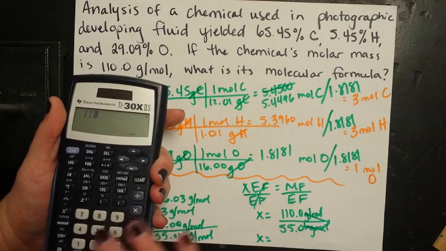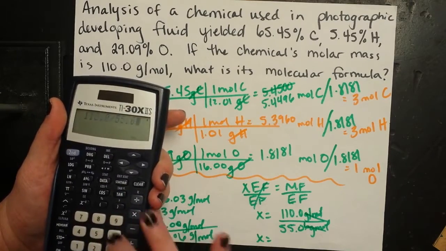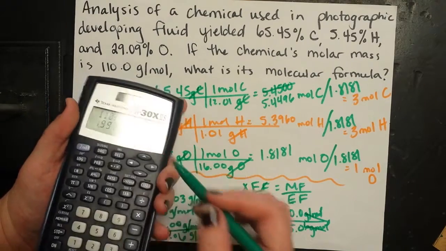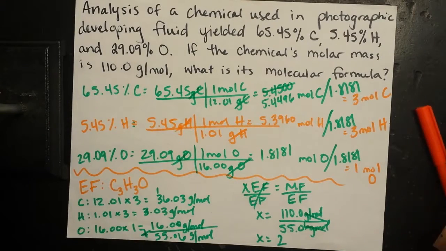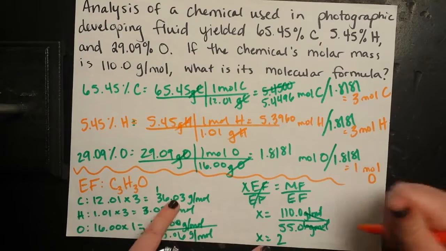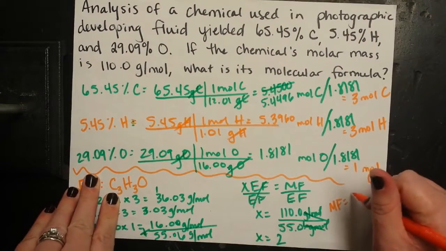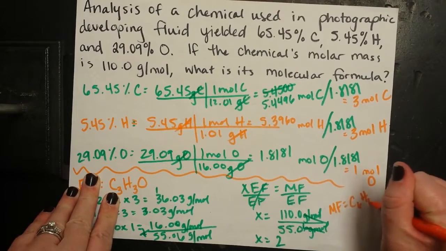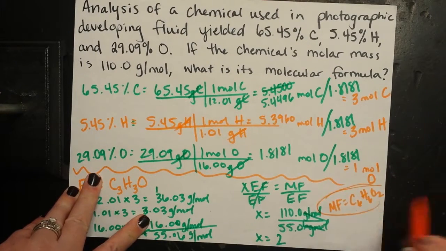And again, this should be about 2. So divided by 55.06, I get 1.997. This is just because of rounding. That is 2. So my molecular formula is going to be twice this large. C6H6O2. Okay, so this is my molecular formula.